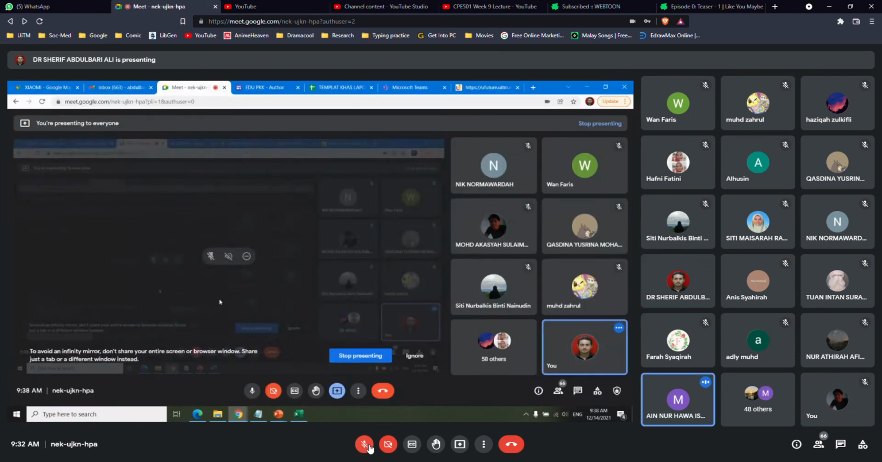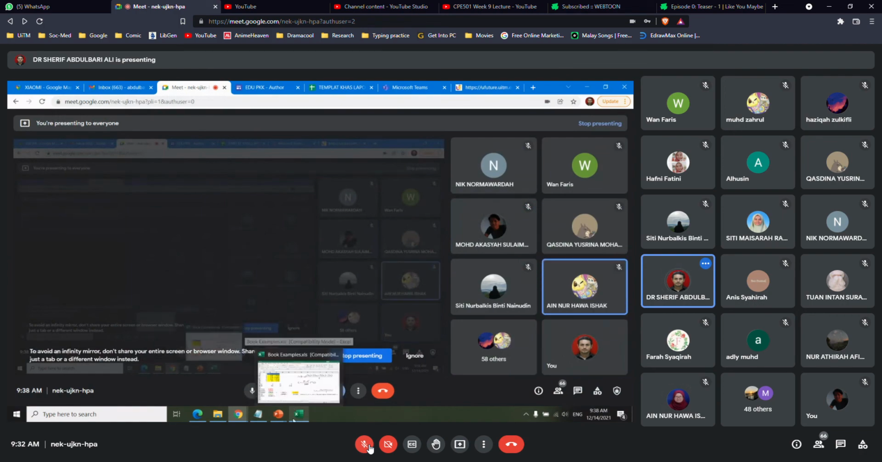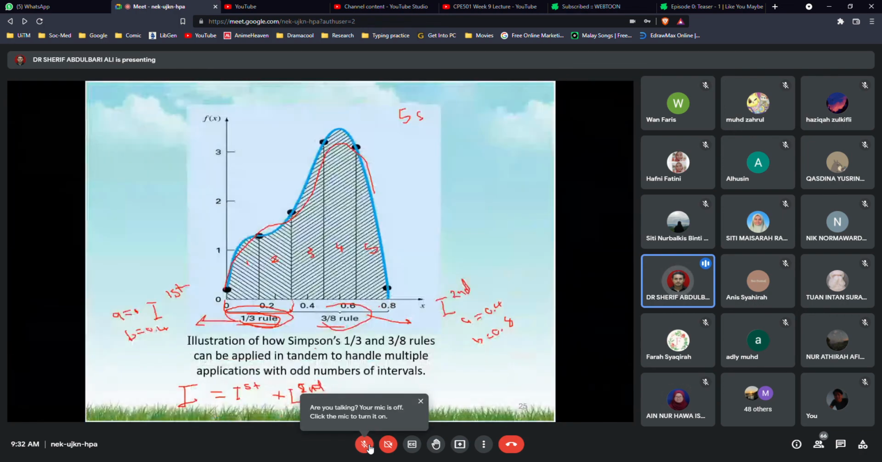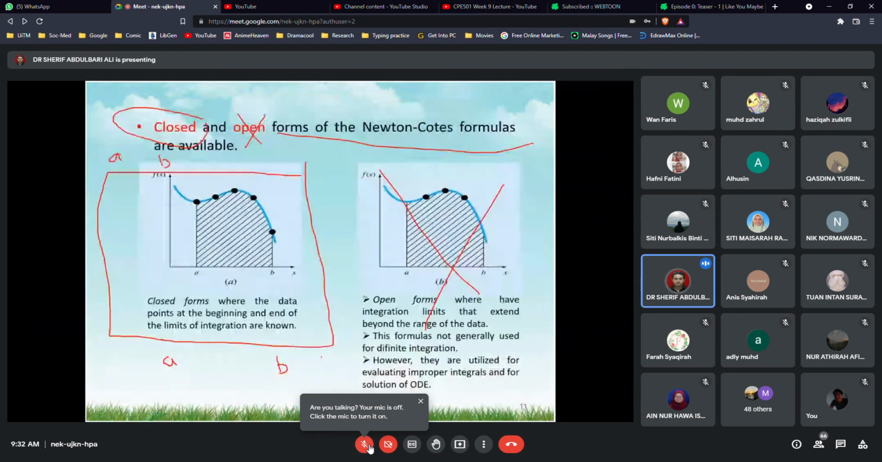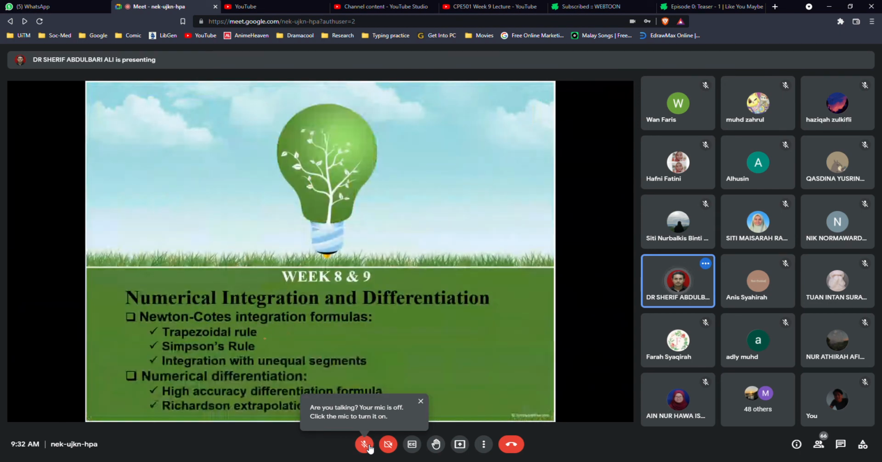No, sir. Okay, so now what you had here is we already know about all the Newton-Cotes scheme formulas, so the trapezoidal and the Simpson rule. But actually, you are not going to get the question coming from this part. Means that you are not going to get a question in the final or in the assignment asking you to use a trapezoidal rule or the Simpson rule by itself.